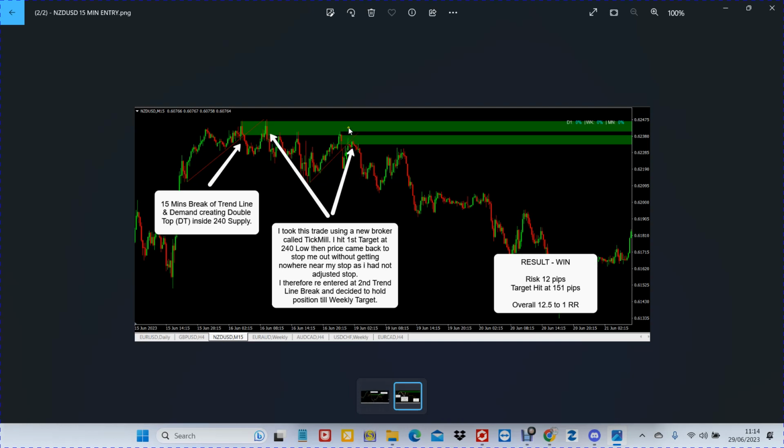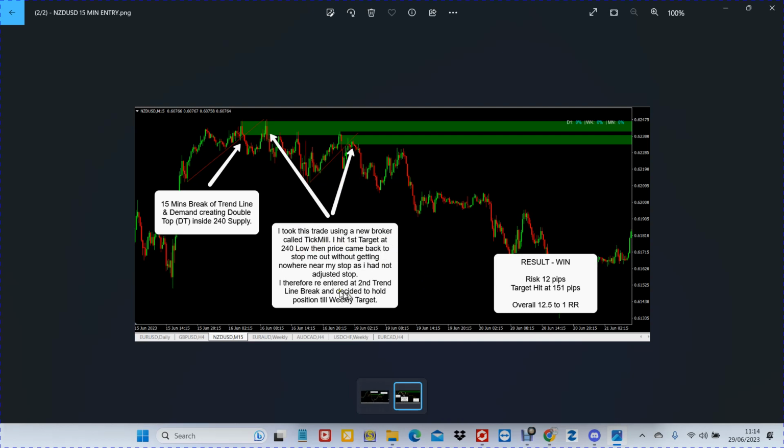Actually, I thought, you know what? I was only putting small amounts, but I put in up to 2%. I thought, I'm going to take you to the cleaners. And it worked. So I took this trade using the new broker called Tickmill. Avoid it. I'm going to not use this at all in the future. I hit the first target at the 240-minute low, and price came back to stop me out. So this is my journaling.